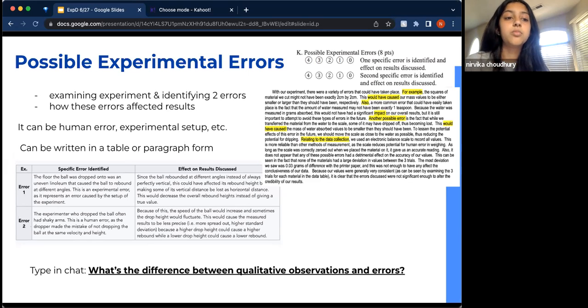So I think the major point to take across of this is that with qualitative observations, you just observe it basically, and it's like collecting data. But possible experimental errors come after you do the experiment. So you need to explain it more thoroughly, and you have to put the effect of this on the results. The errors are what went wrong. Qualitative observations are just observations.